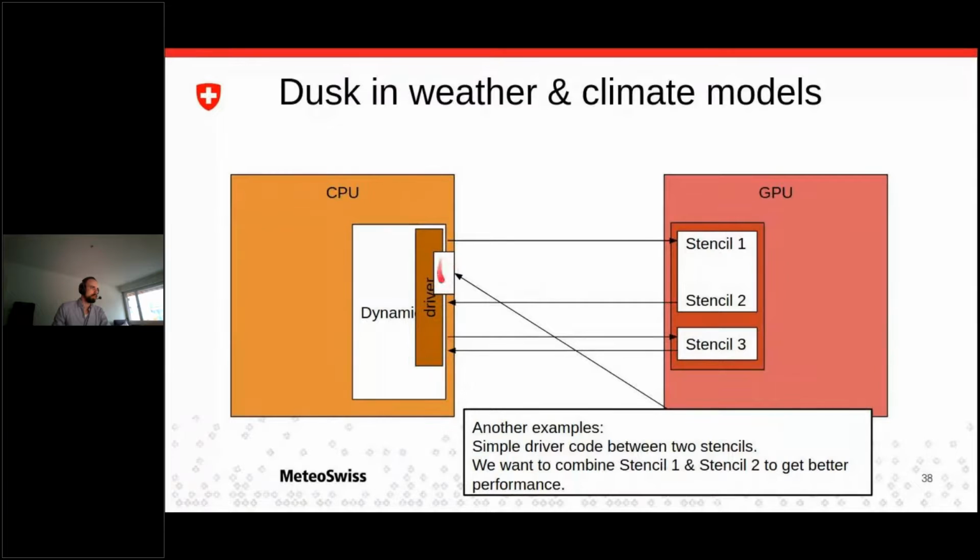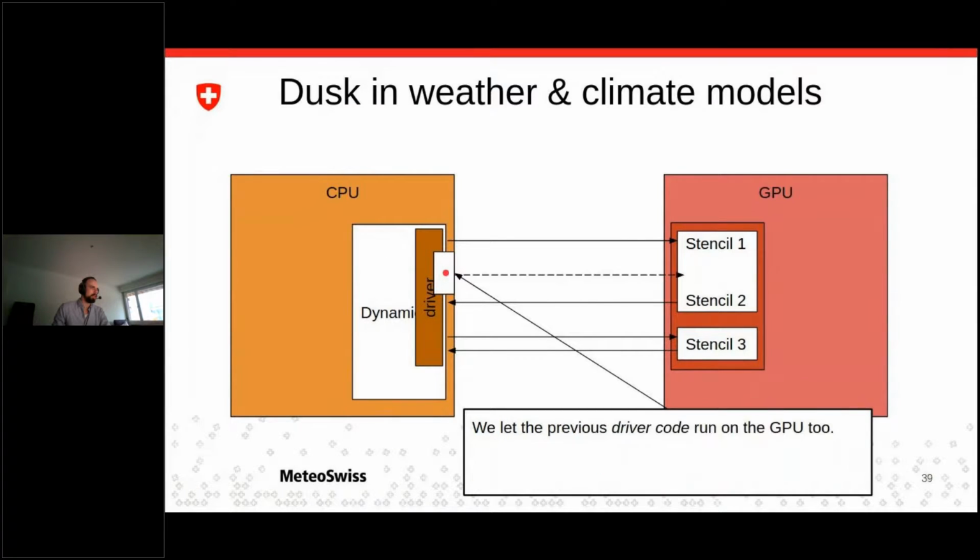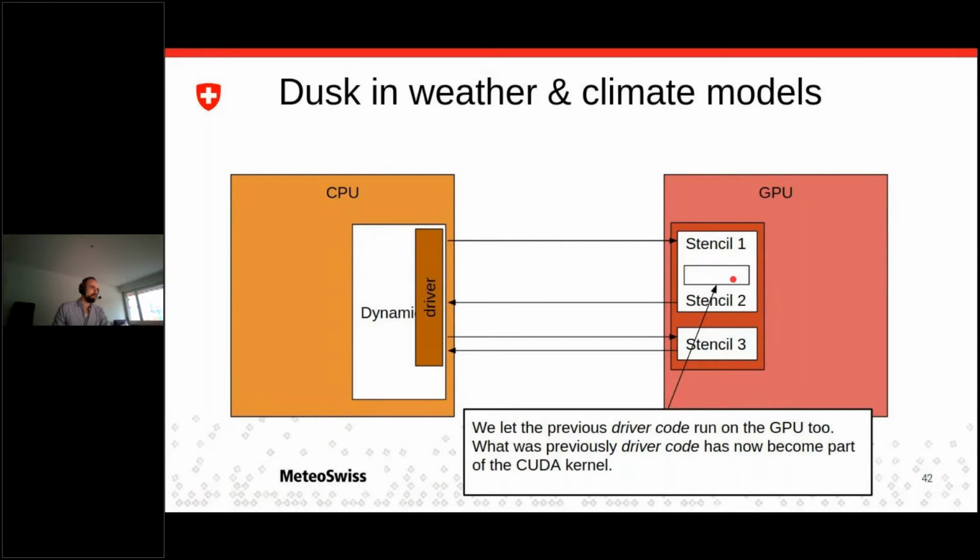But the question is now, well, okay, we needed this code, and so what we do is we just let it run on the GPU too. Then it disappears on the CPU side, and now it runs on the GPU. What was previously driver code on this side has now become part of the CUDA kernel, and it runs between these two stencils on the GPU.